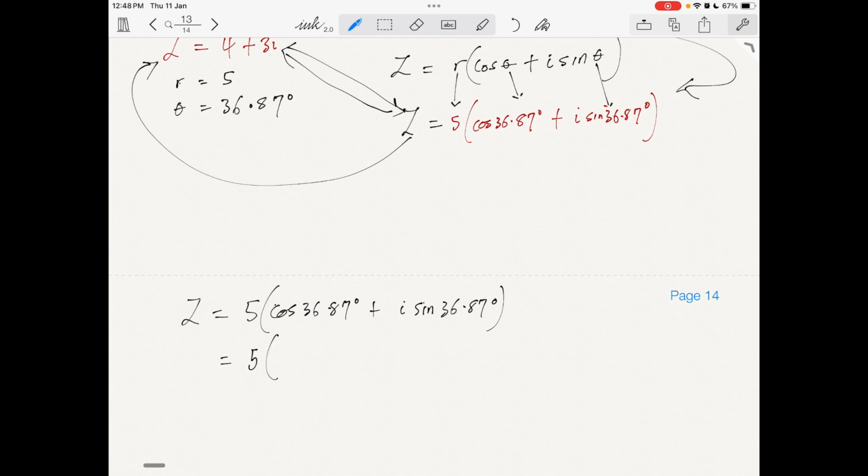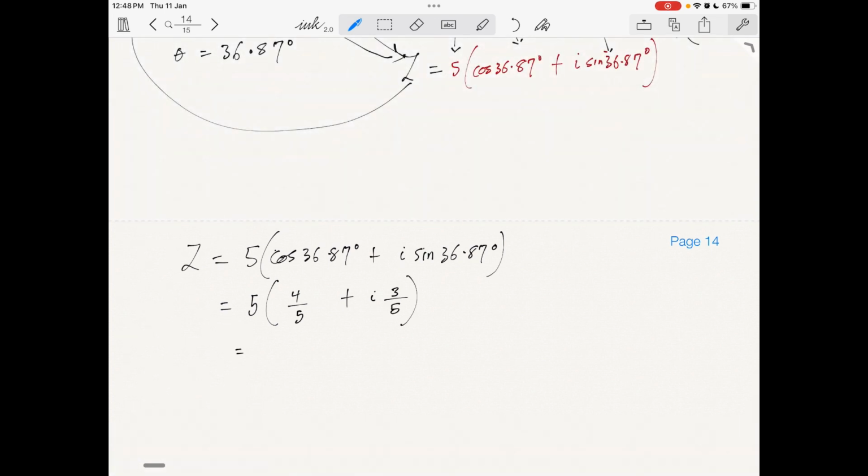So this is 5. Now cos 36.87 degrees is 4 over 5, plus i, and sine 36.87 degrees will be 3 over 5. Now opening the bracket with 5, we have it to be what? 4 plus 3i.